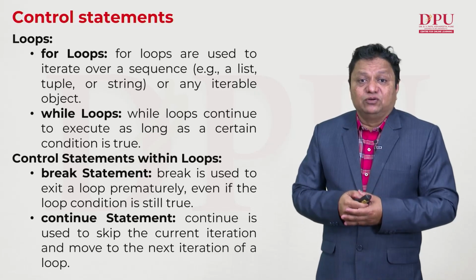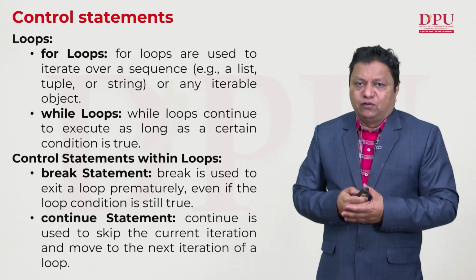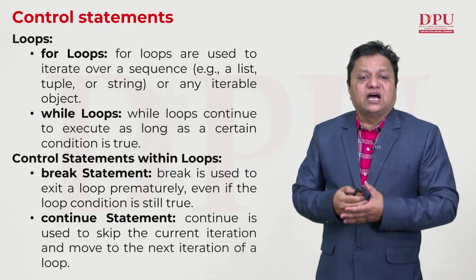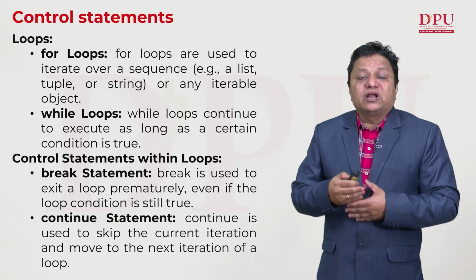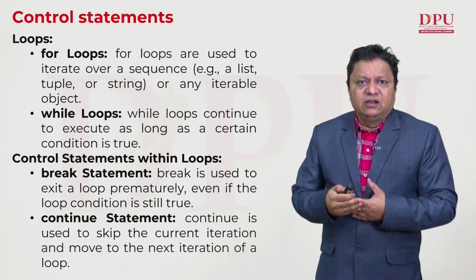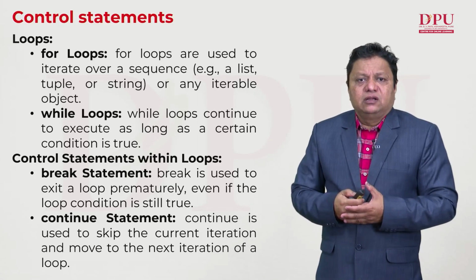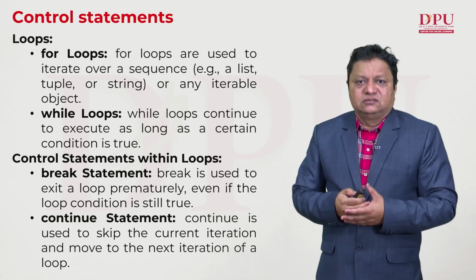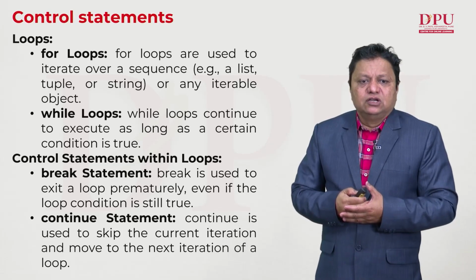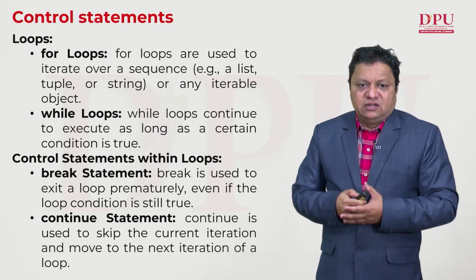And if you want to execute a single statement multiple number of times, if you want to repeat a statement multiple number of times, I will go and use the for loops. The for loops are used to iterate over a sequence. For example, a list, a tuple or a string or any iterable object. So if you want to repeat a bunch of statements n number of times, then I will use the for loop or I can use the while loop as well.